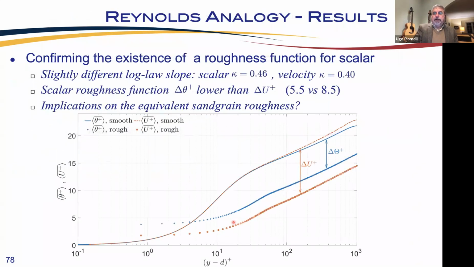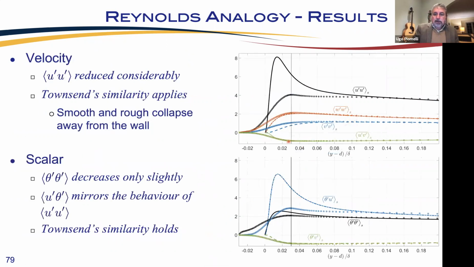So we perform simulations, we get the standard results. There is a roughness function for the scalar that is different from the roughness function for the velocity, and these are things that were well known. We look at the Reynolds stresses. Townsend similarity applies, so rough and smooth cases collapse, both for theta, for velocity, for u squared, for Reynolds stresses, and for variances.